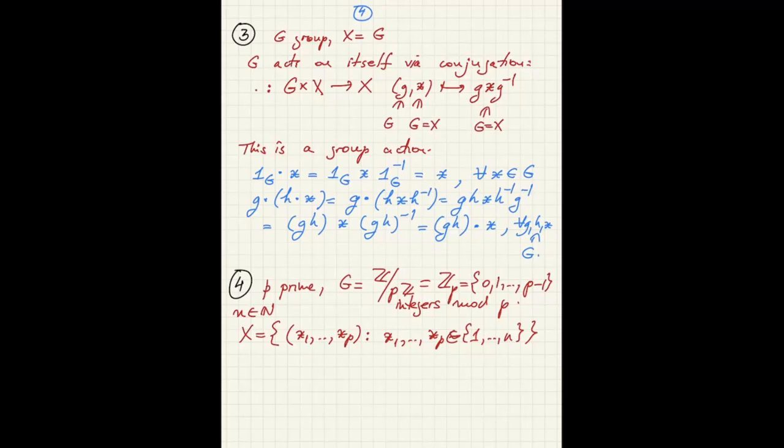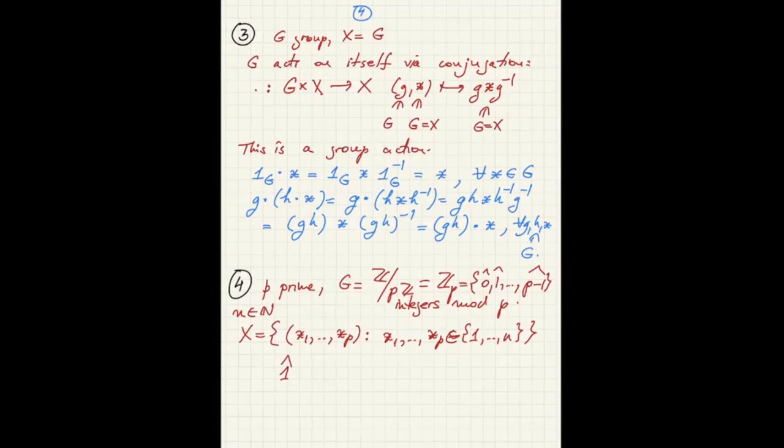And now how does the group act on it? Well, the group G is generated by one element, which is the element 1. And so it's enough for me to show how 1 acts. So I will write the element 1 from the integers mod p with a hat over it, just so that we remember where it comes from. So let me take the element 1 with a hat over it.